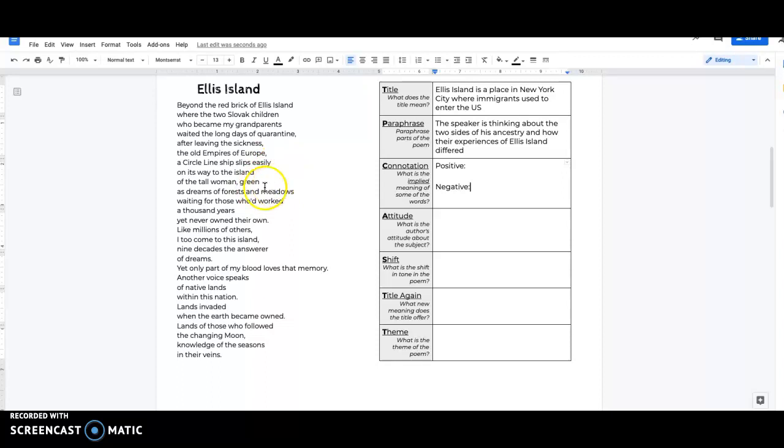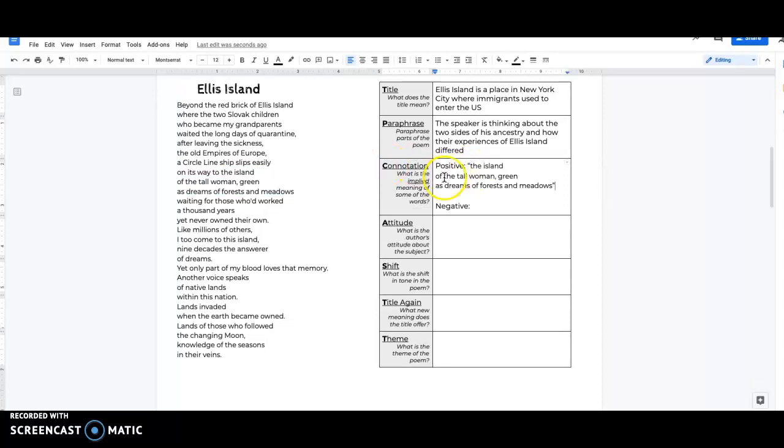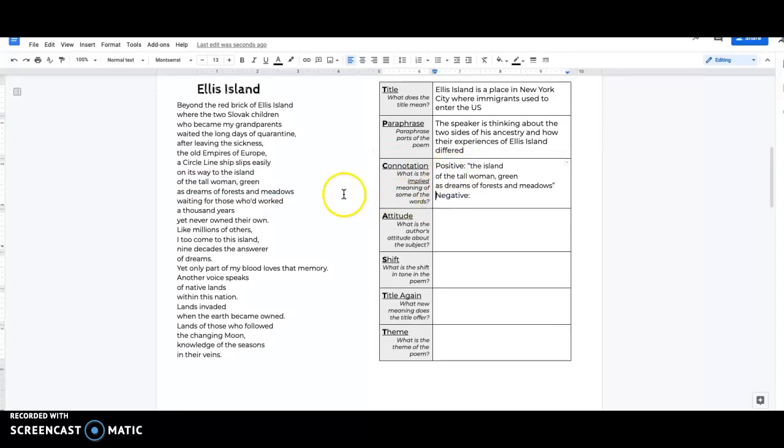So, let's see. Like I might go with this. The island of the tall woman, green as dreams of forests and meadows. That has a positive connotation, right? As green as dreams. Dreams are usually a positive thing.